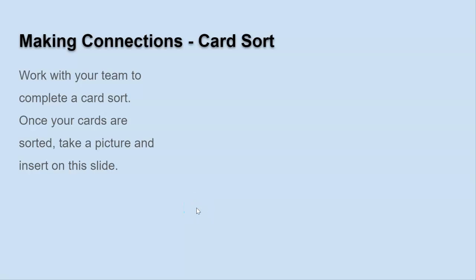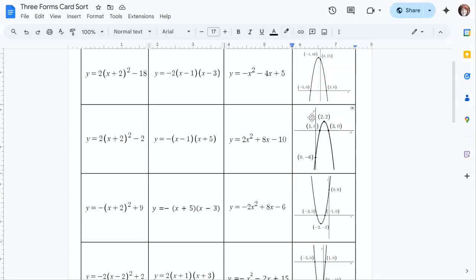Now the next part of the activity is a card sort. This one's much shorter than the last one. They only have 5 different functions to look at, and they're going to work with their team to complete the card sort. So let me show that to you now. Okay, this is the card sort.